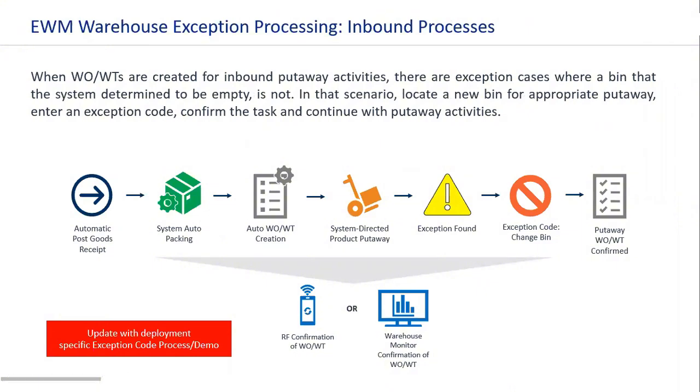So for inbound processing, when warehouse order or warehouse tasks are created for inbound put away activities, there are exception cases where a bin that the system determined to be empty is not. In that scenario, you would locate a new bin for appropriate put away, enter an exception code and confirm the task and continue with the put away activities. Neil, for you, the equivalent of a movement transfer. Yeah. So you've got the warehouse task, the system's directing it to put away. The guy's got it on his truck at this point. He gets to that location, it's blocked, or the beam's missing. I can't put it in that location. Exception code for change bin, and just put it into the next one. Happy with that?